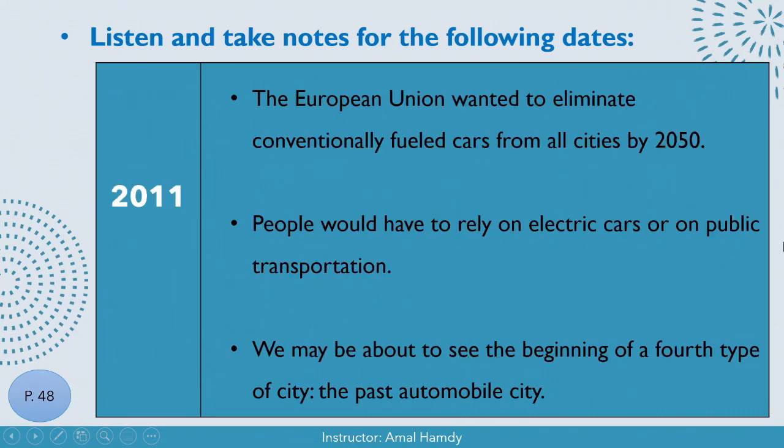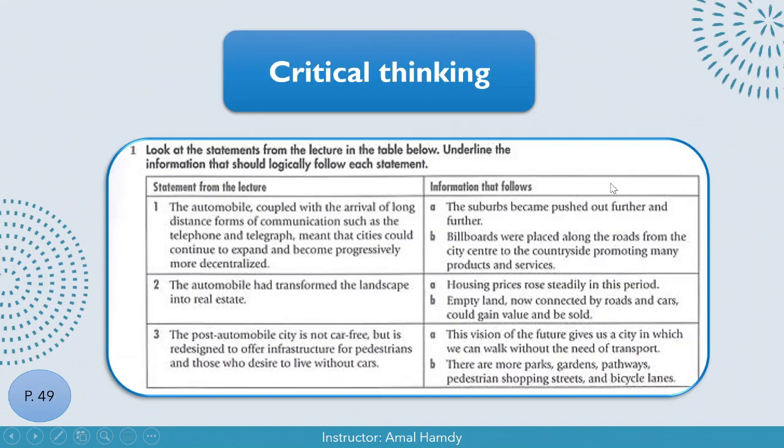And lastly, in 2011, the European Union wanted to eliminate conventionally fueled cars from all cities by 2050. People would have to rely on electric cars or on public transportation. We may be about to see the beginning of a fourth type of city, which is the post-automobile city. So these are the notes that I have taken under each period.